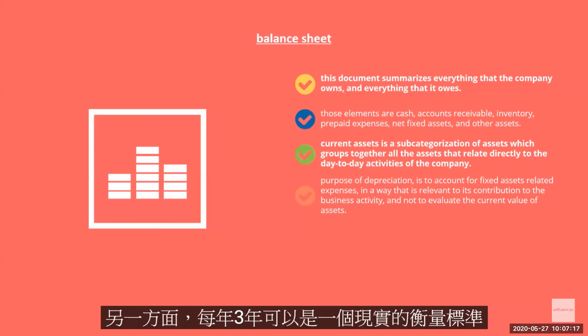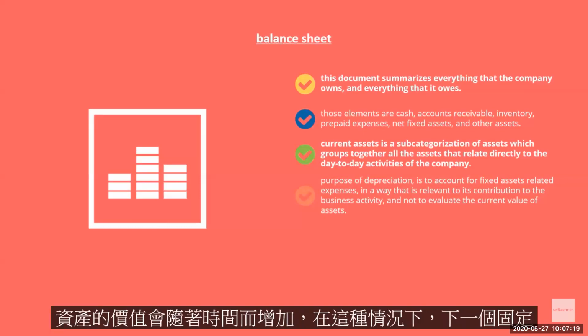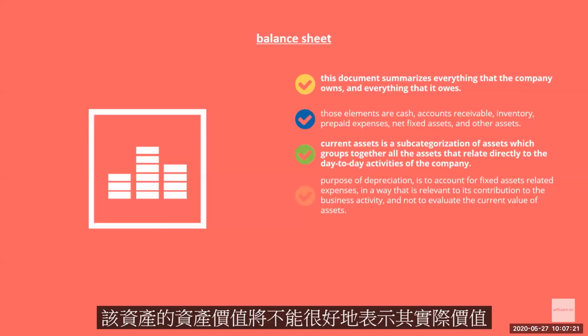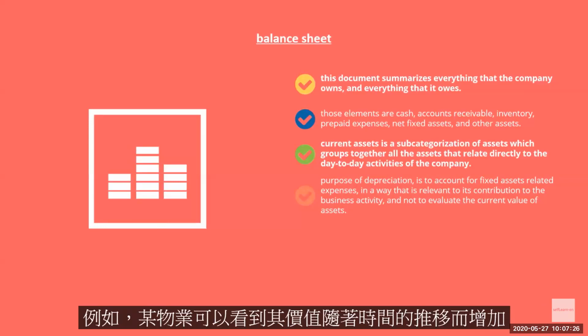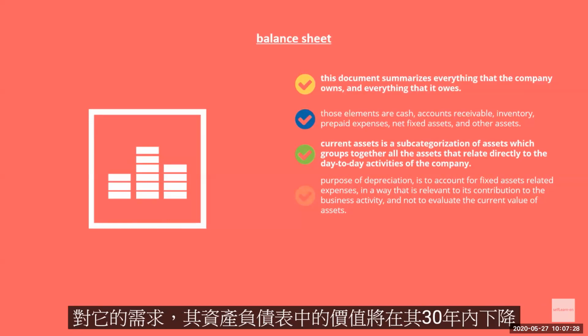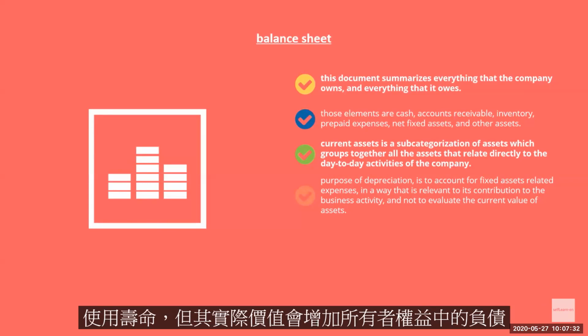On the other hand, some assets have a value that increases over time, and in that case, the net fixed asset value of that asset will not be a good representation of its real value. For example, a property can see its value increase over time due to increased demand for it. Its value in the balance sheet will decrease over its 30 years of useful life, while its real value would increase.